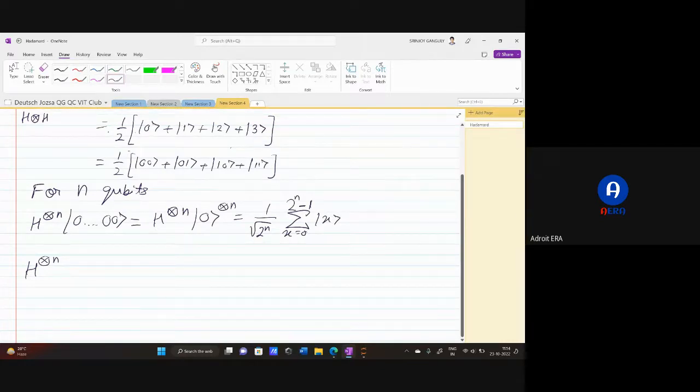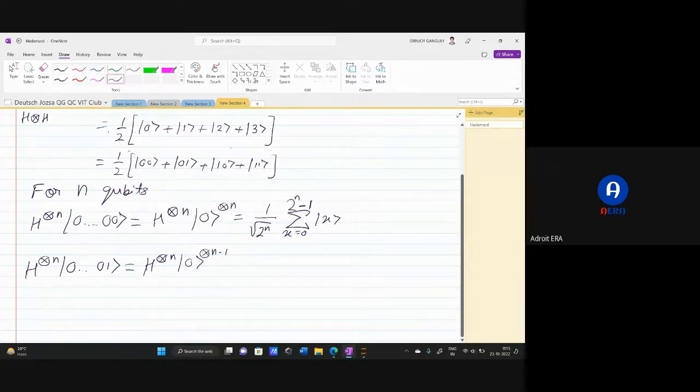So the last qubit is 1. So 0, 0, and the last qubit is 1, and all the others are 0. What will happen? H tensor n and gate 0 goes up to tensor n minus 1, right? It will go up to n minus 1, right?